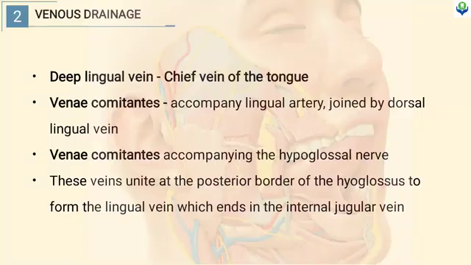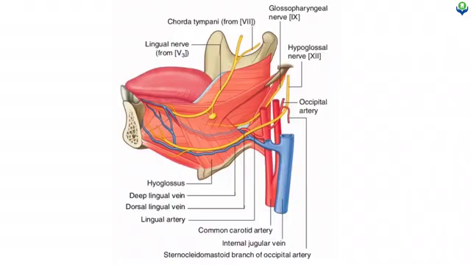Venous drainage. The deep lingual vein is the chief vein of the tongue, seen on the inferior surface of the tongue near the median plane. The venae comitantes accompanying the lingual artery are joined by the dorsal lingual veins. Venae comitantes also accompany the hypoglossal nerve. These veins unite at the posterior border of the hyoglossus to form the lingual vein, which ends in the internal jugular vein. In this picture, we can see the venous drainage of the tongue also.